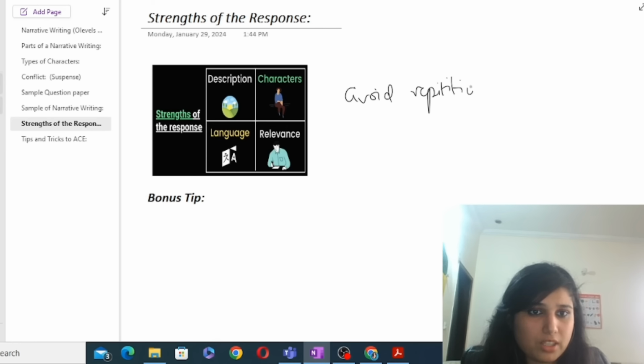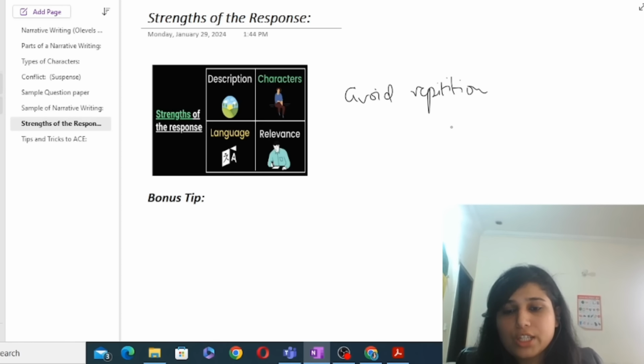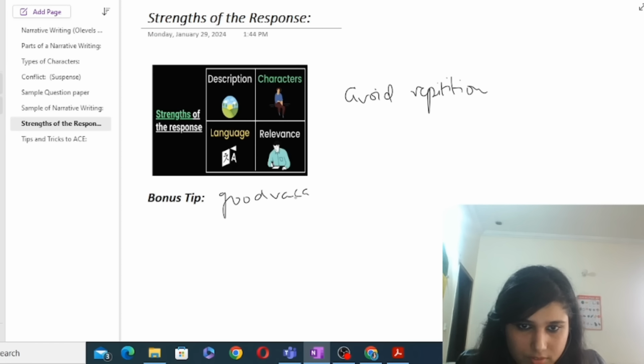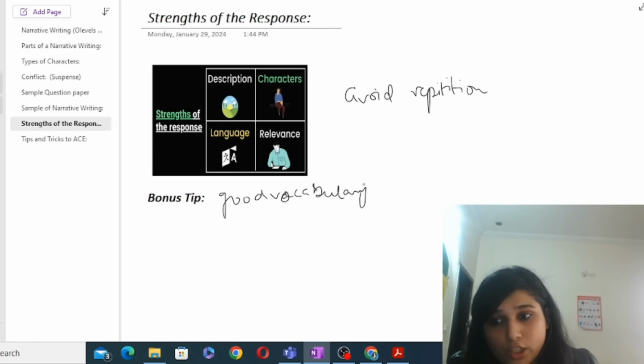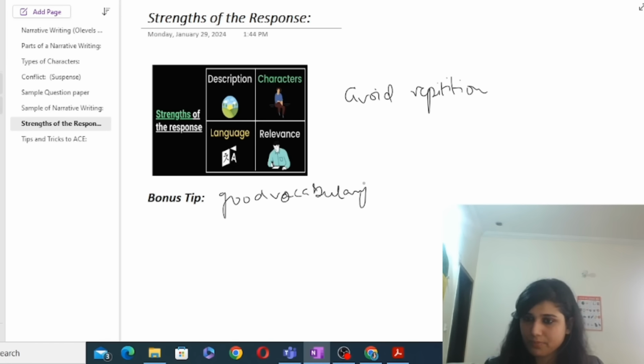Repetition is the main thing where the examiner gets offended. So the bonus tip is that if you want to use good vocabulary and make it look natural, here is what you can do. Find out the words you want to use, learn about their meanings and read sentences around those words. Then gradually use them in your writing. Please start making your vocabulary journal from today onwards, and start using those words in your piece of writing.